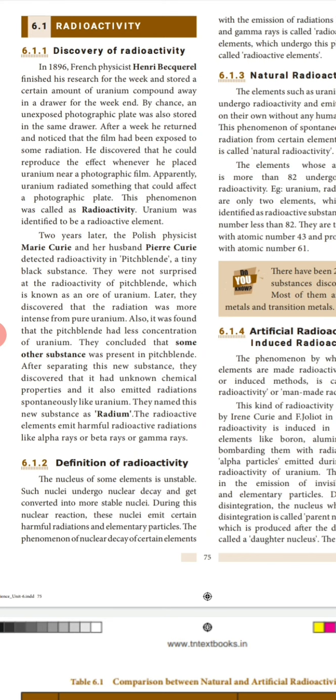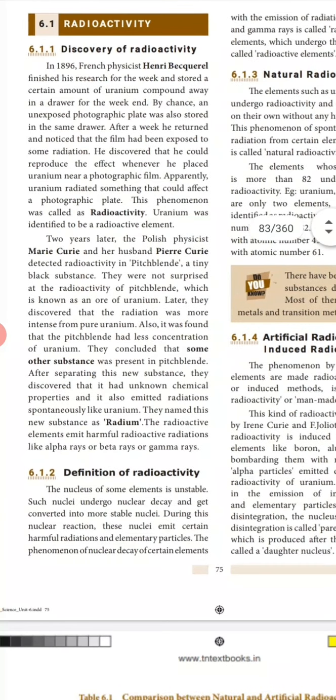Also, it was found that pitchblende had less concentration of uranium. They concluded that some other substance was present in pitchblende. From uranium we get intense radiations, but from its ore, pitchblende, the radiations were not as intense. So they discovered that some other element was there in pitchblende. That element was named radium. So the radioactive elements emit harmful radioactive radiations like alpha rays, beta rays and gamma rays.